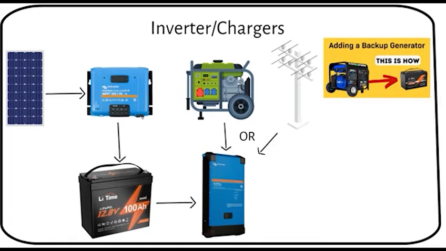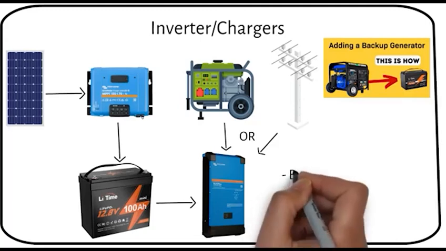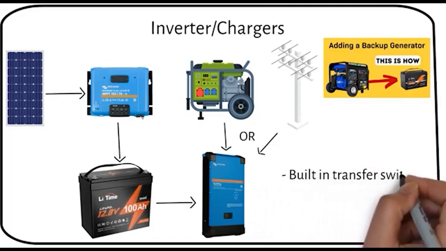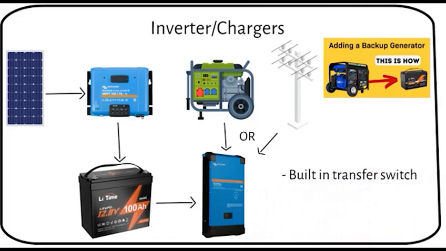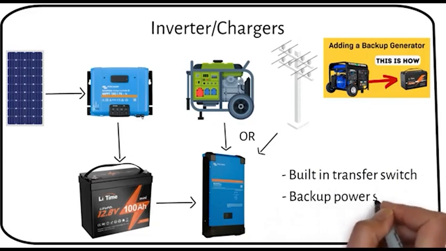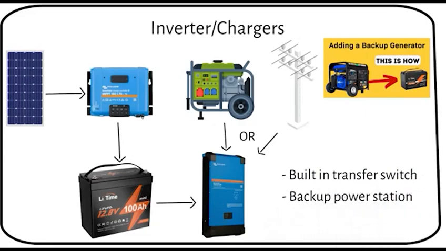Although it's possible to set up a system with separate off-grid inverters and a battery charger, one significant advantage of using an inverter charger is its built-in transfer switch. This feature enables the device to automatically detect power outages and switch to battery power, ensuring an uninterrupted power supply. I use an inverter charger in my home as a reliable backup power solution.